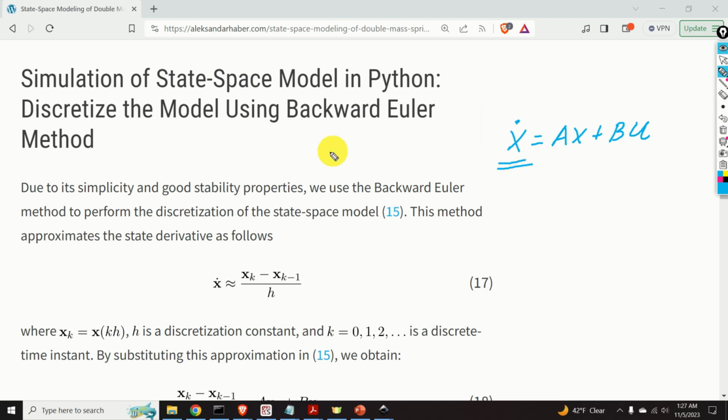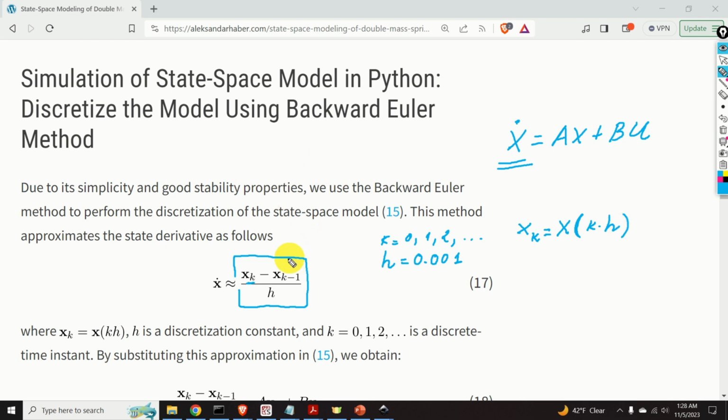Let us approximate this first derivative like this. In this equation, k is a discrete time instant that goes from 0, then 1, then 2, and it increases. h, that is this variable over here, is a discretization constant. For example, a very small number, 0.001, depending on how finely we want to approximate the dynamics. Then, x with the subscript k is actually equal to the state at the discrete time instant k times h. And that's the whole idea.